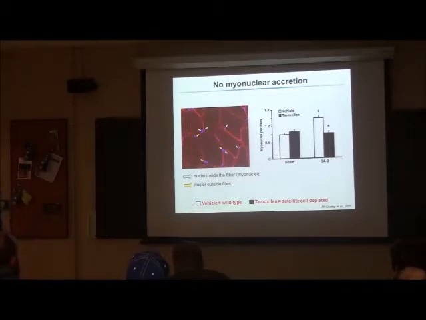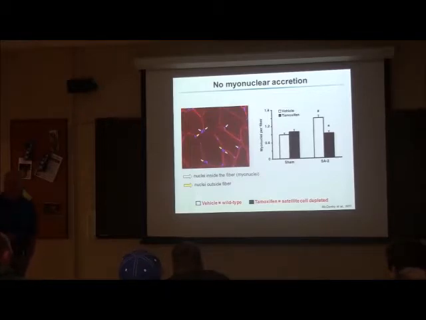And it's just as good, if not better, than the human, because there's a lot of times where you have to make a judgment call on whether that nucleus is in or out. In any case, sham, this is just, again, control. There's no difference in the number of myonuclei per fiber. We'll call that about 0.8, 0.9 nuclei per fiber.